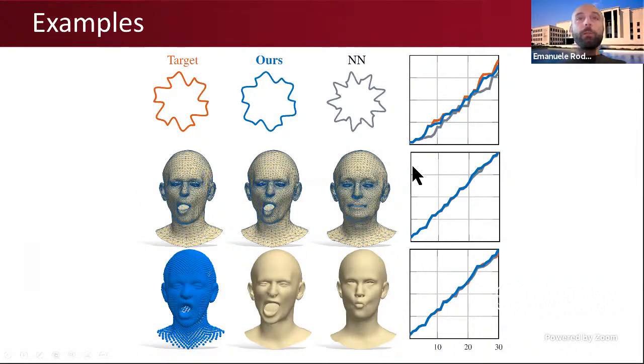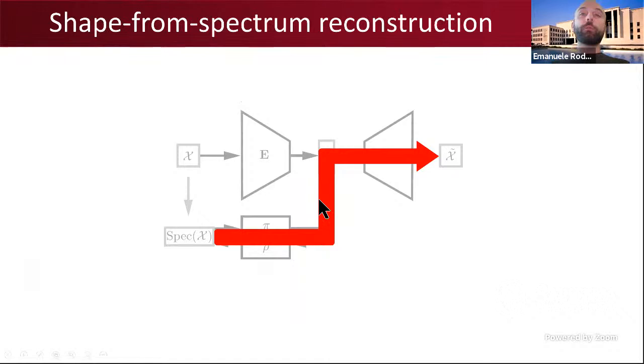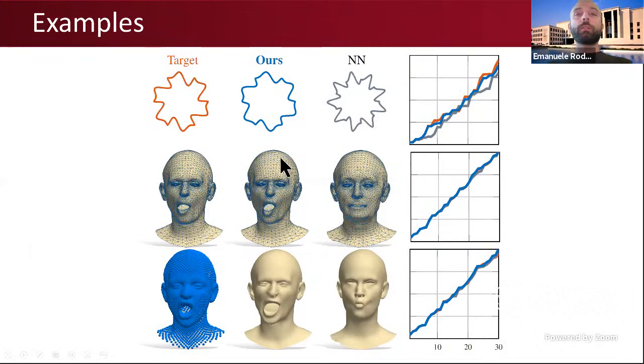Okay, so let's concentrate on the middle row. So here the setting is the following. Somebody gave me the first 30 eigenvalues of the first shape. I don't have the shape, okay? I only have its eigenvalues. And then I run these eigenvalues through this model. And then my output is this one. So you see that the model is actually able to reconstruct the shape purely from the eigenvalues, because this looks like exactly what it should be looking like, right? So this is a very, very good reconstruction.